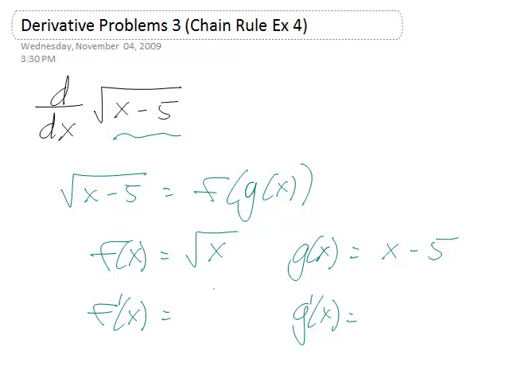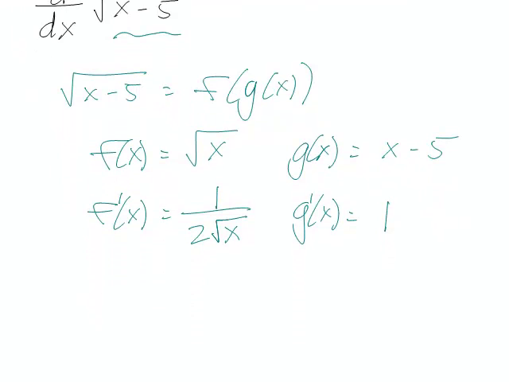F prime, once again, is 1 over 2 root x. You can either use the power rule or just have it memorized. And the derivative of g, the derivative of x is 1, and the derivative of minus 5 is 0, so it's just actually 1. And then next, what we want to do is to actually write down the chain rule.